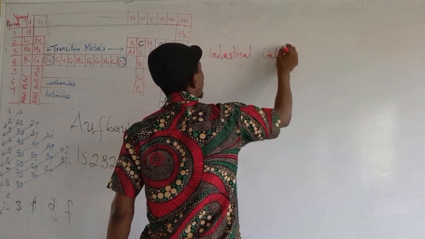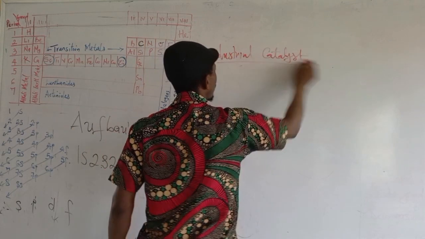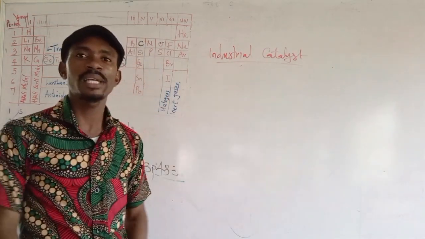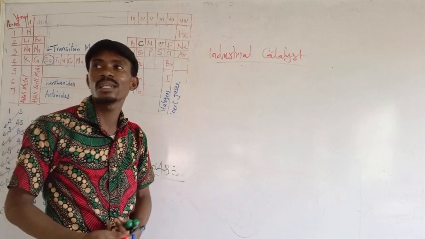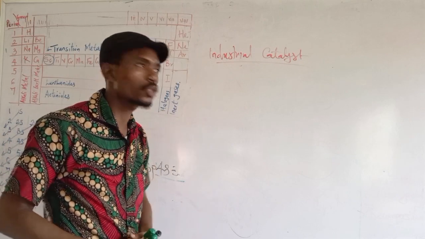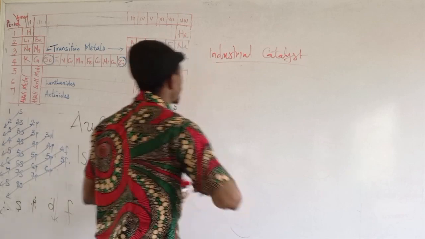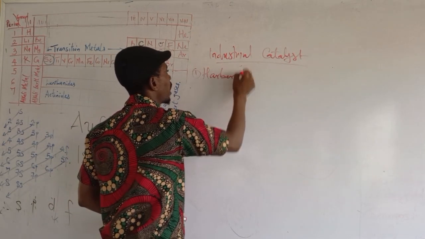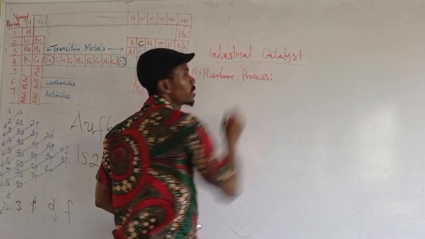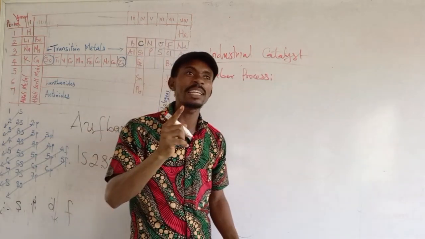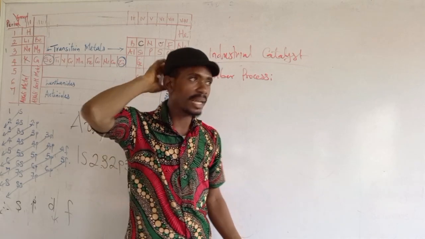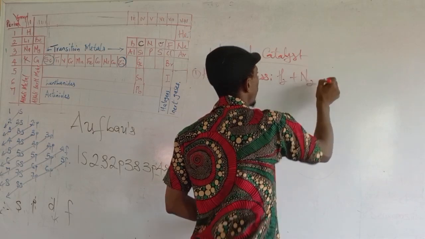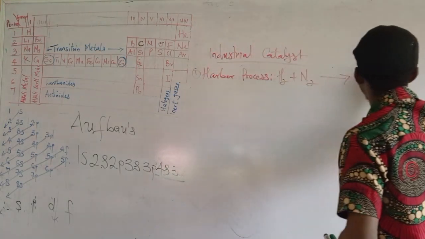Industrial catalyst. A catalyst is any substance that alters the rate of a reaction, either increases it or decreases the speed of the reaction. So, by that, we have what is called the Haber process. The Haber process is a process industrially used to produce ammonia gas from hydrogen gas plus nitrogen gas. So we now have ammonia gas.